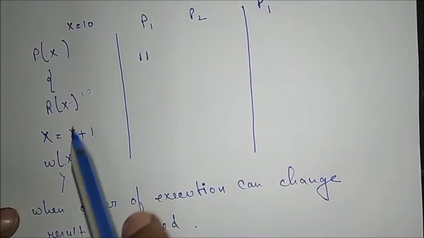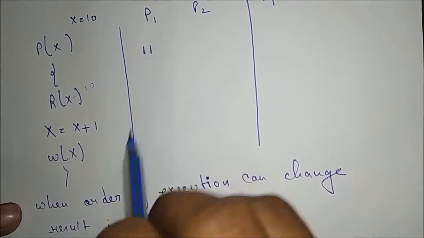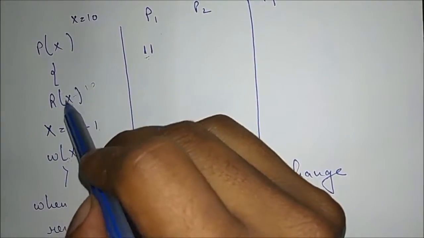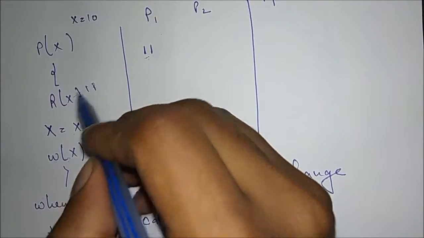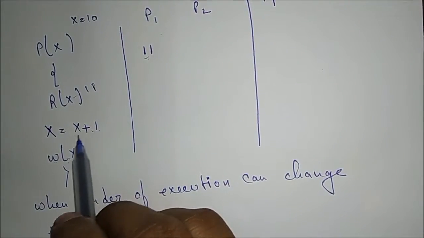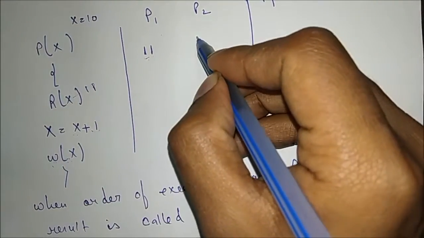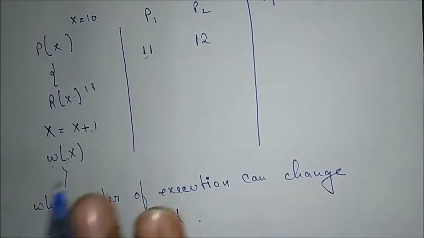Now when P2 gets the chance, what is the value of x now? The value of x becomes 11. So 11 plus 1 becomes 12. After writing the value, 12 is printed. This is the first case scenario.